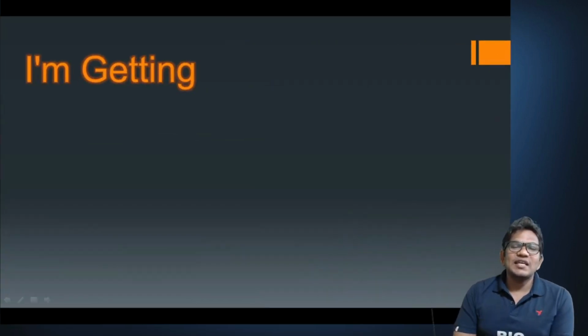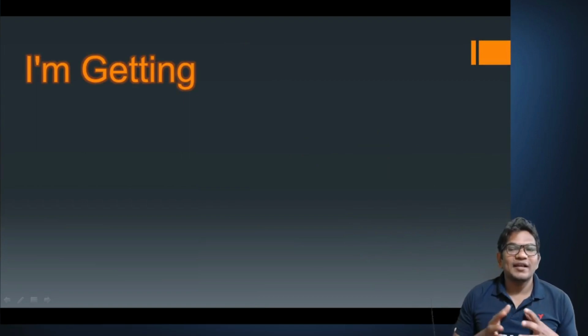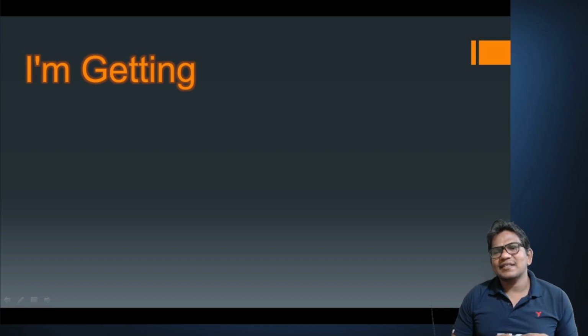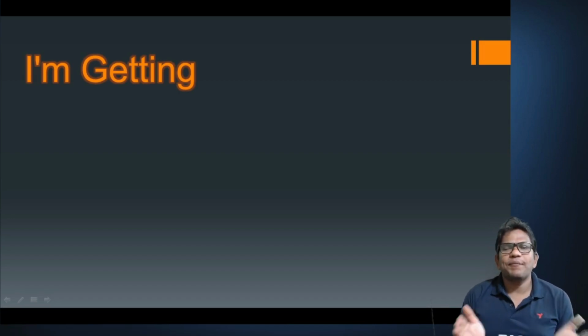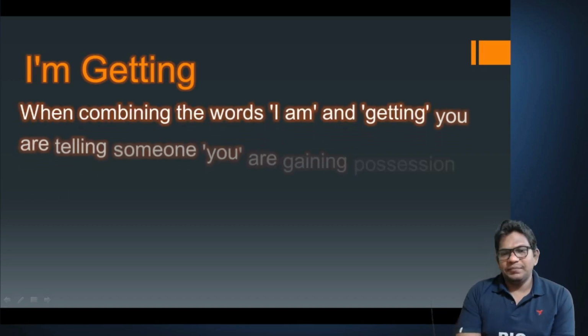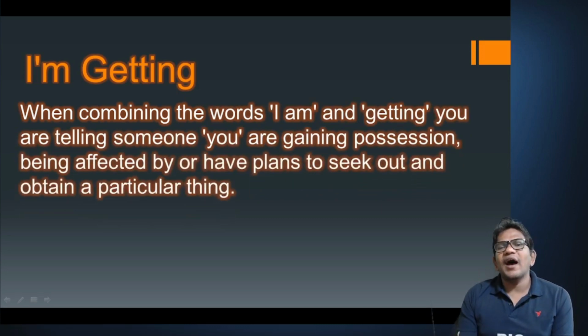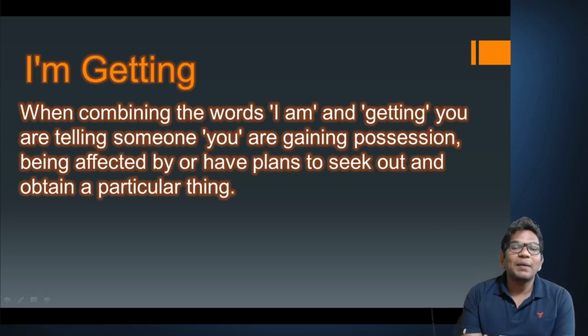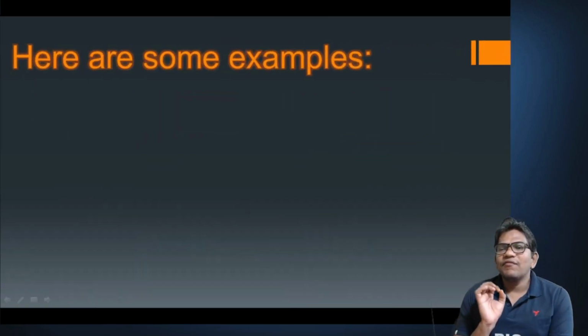So the next phrase is I am getting. Guys, you know that these are very important basic English phrases that you have to learn. Once you are familiar and comfortable with these phrases, I'm sure you can speak proper English. Whenever you use I am getting, you are telling someone you are getting something, gaining possession, becoming an owner, being affected, or having plans to seek out something.